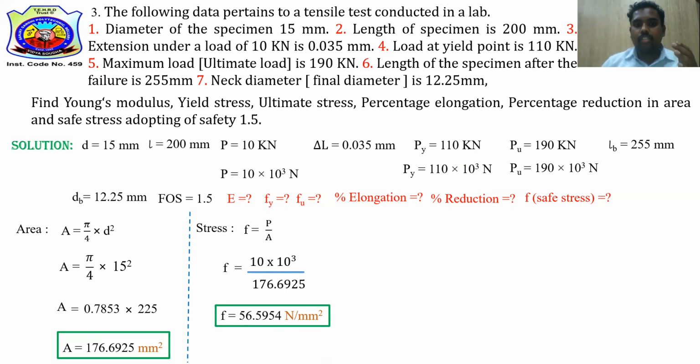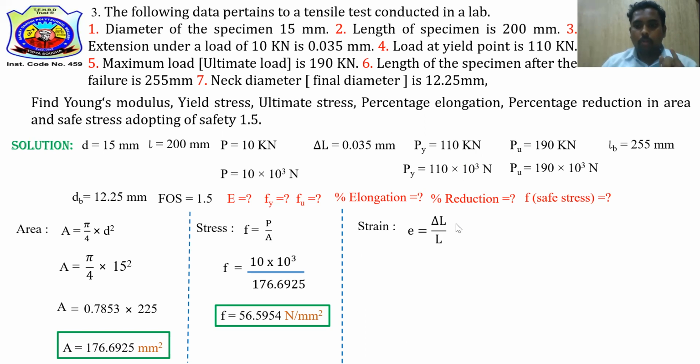After calculating the stress, then I'll go with the strain. Strain e equals delta L by L. Just cross check, can we solve this or not? What about the value of strain? Do we know the value of strain? No, we don't know the value of strain.